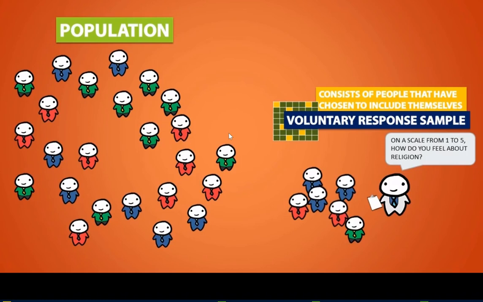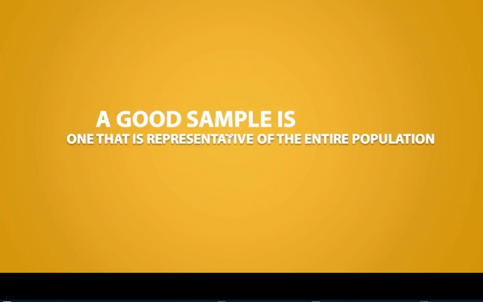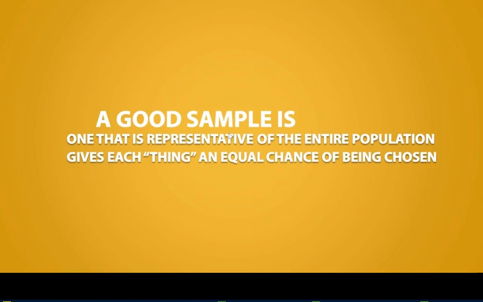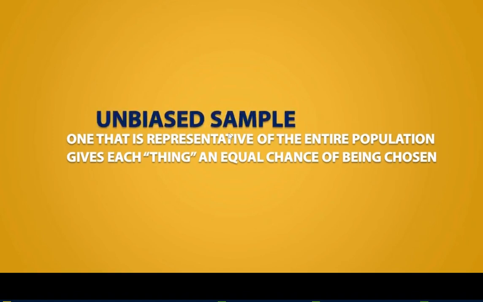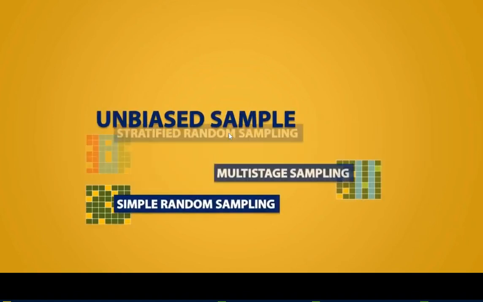to respond. Remember that a good sample is one that is representative of the entire population, and it gives each thing an equal chance of being chosen. When you have these conditions, you have what is known as an unbiased sample. We will be looking at three different types.